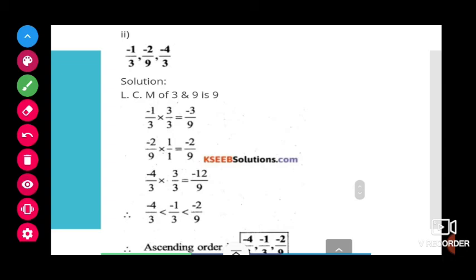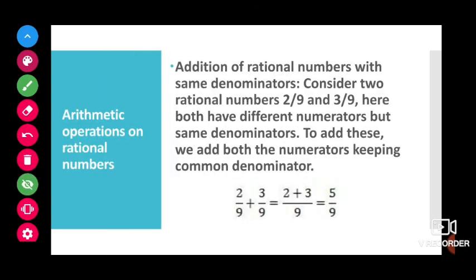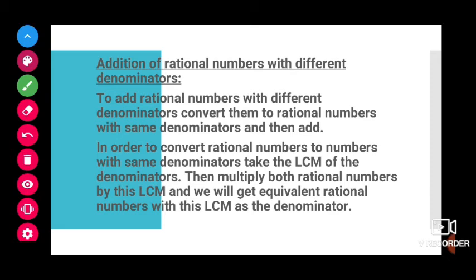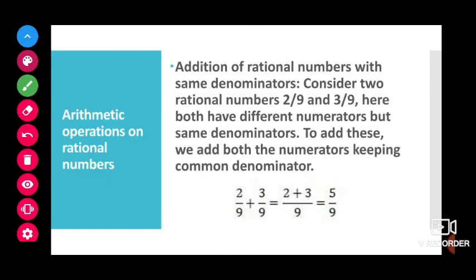The first one is addition. Whenever we are doing addition, children, the denominator should be the same. If it is not the same, then we have to change the denominators by taking the LCM. I told you how to change the denominators by taking the LCM just now in the comparison. Same way we have to change the denominators. Then we have to add the numerators.